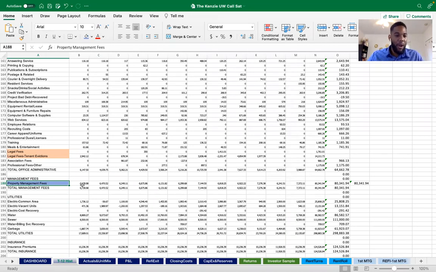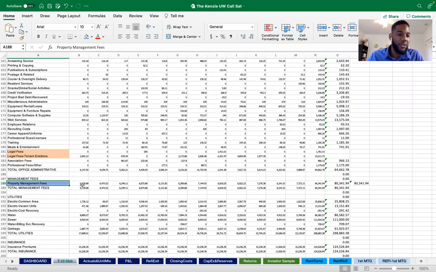Usually a property management company is going to be responsible for their internal workers. But if you have any on-site workers, when you think on-site, think maintenance tech, think leasing agent, someone that's working on the property, that cost is usually passed through to the property. It's usually not absorbed by the management fees.